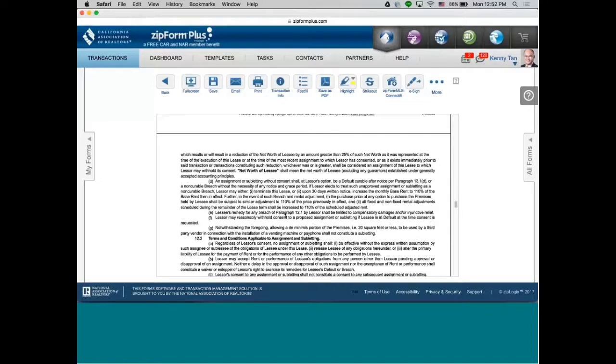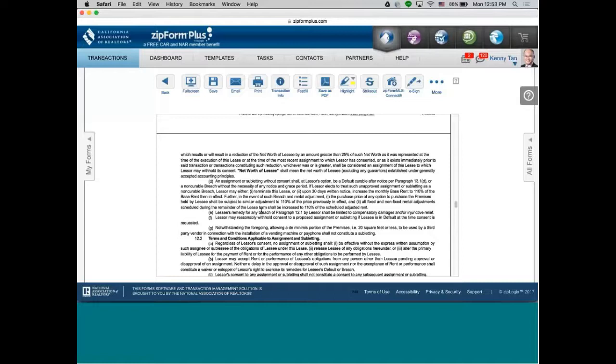And it says landlord may withhold consent to a proposed assignment or subletting if lessee is in default at the time the consent is requested. So if you have been behind on your rent and you want to sell your business and you ask the landlord to approve the assignment of the lease to the buyer, the landlord may withhold consent until you pay the rent amounts that are in arrears. If you don't, they can withhold consent.